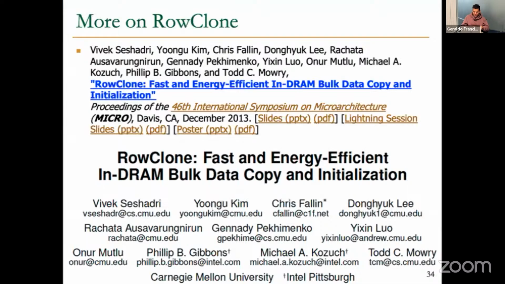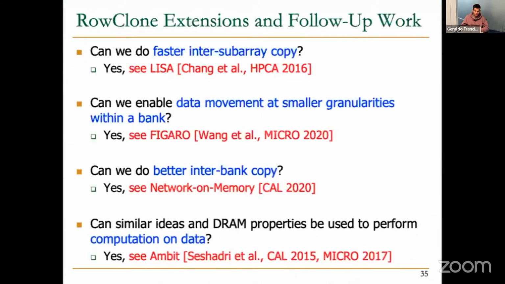So if you are more interested in RowClone, I invite you to check our MICRO 2013 paper. We keep following up on RowClone, so we can, for example, do faster inter-subarray copy and data movement at a smaller or larger size than a DRAM bank. And I'm going to mention those two works next.